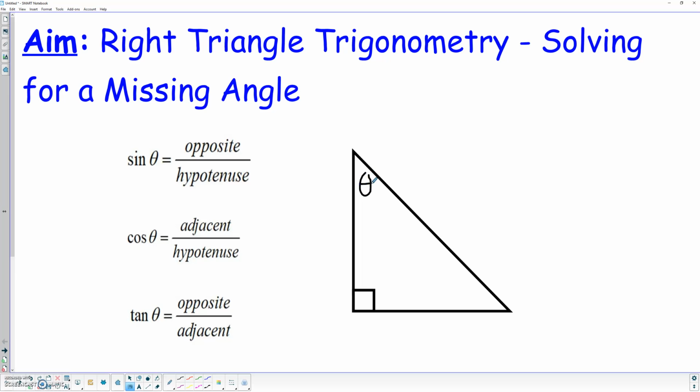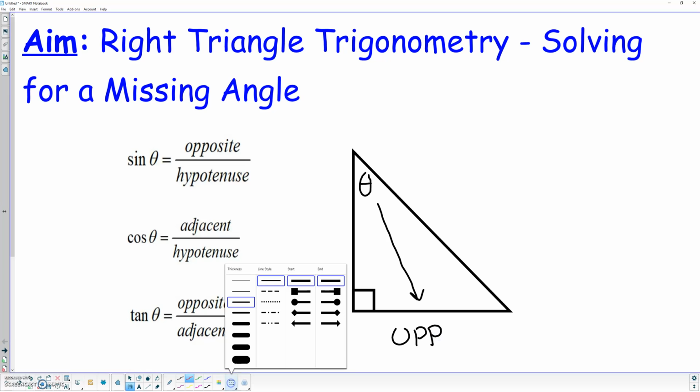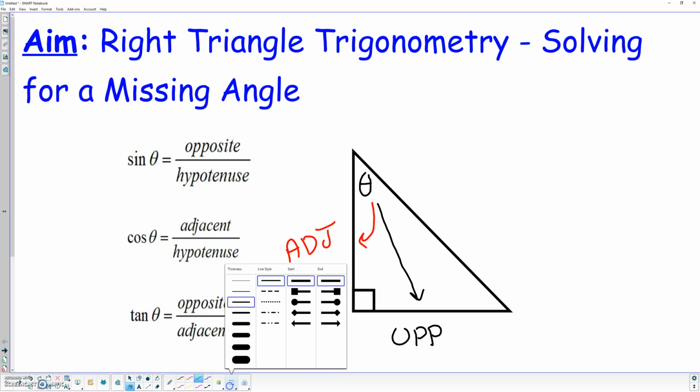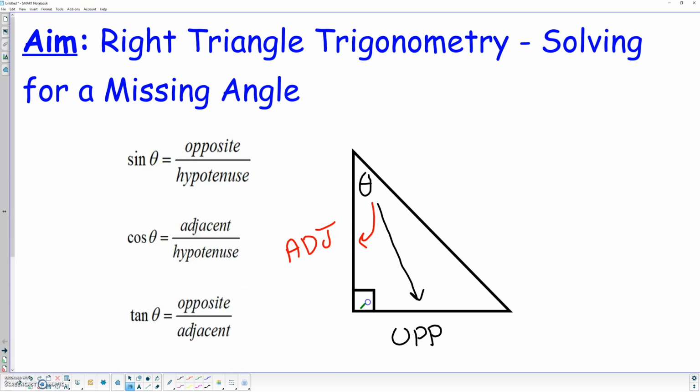Right, so again, just to review, the side across from theta, we call that the opposite side. The side next to theta, we call that the adjacent side. And then we all know that the side opposite the right angle is the hypotenuse.